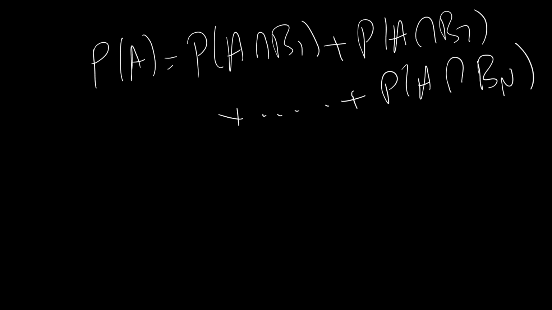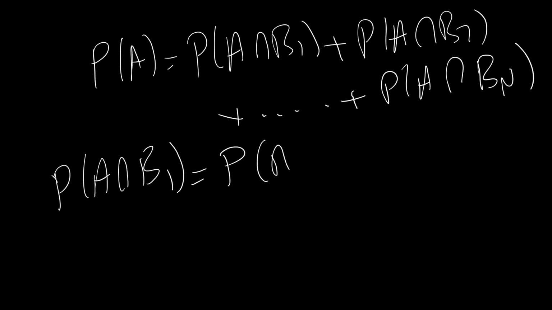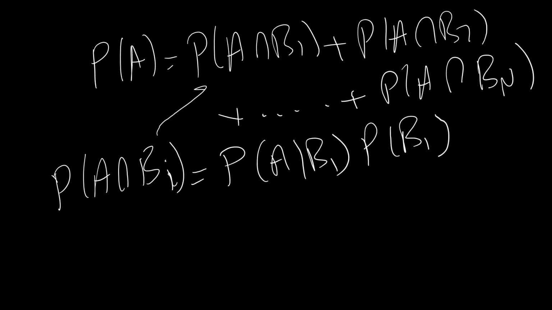Now from the Bayesian theorem, or also from the conditional probability theorem, we know that the probability of A and B1, for example, equals the probability of A given B1 times the probability of B1. Then we can substitute this, or we can put here i.